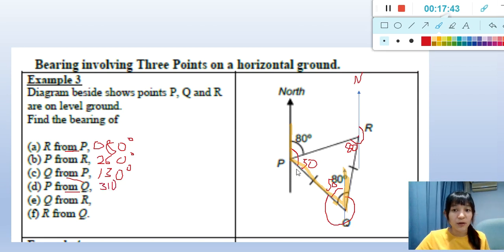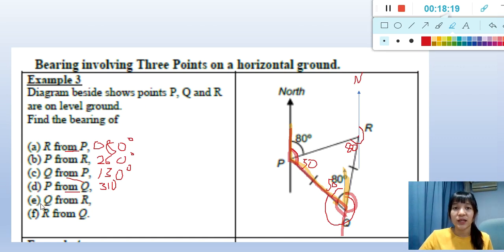Of course, there are a few ways of finding it. You can also look at it this way. You see a Z here? Can I draw a Z? This is a parallel line, isn't it? Parallel line is a Z. Meaning this side is also equal to this side. This is 130, right? So this is also 130. So 130 plus 180, you also get 310. Okay?